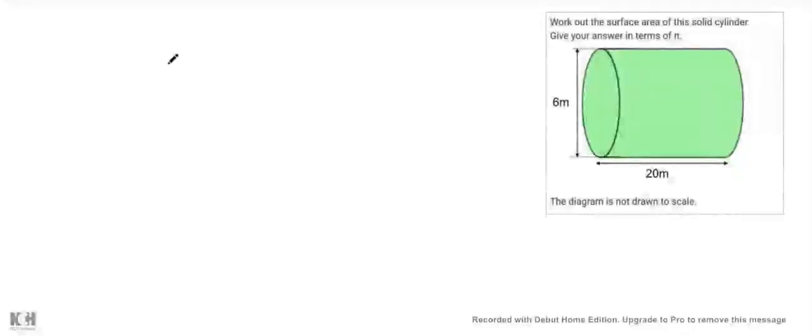So in this question we have to find the surface area of the solid cylinder. We'll start first off by writing the formula of the surface area, which is SA equal to 2 pi r (h plus r), where r is the radius and h is the height of the cylinder.